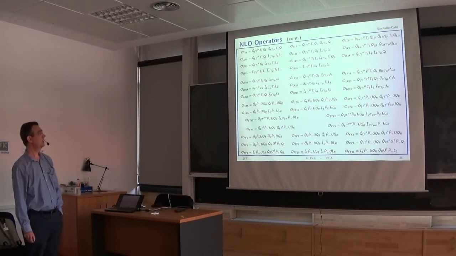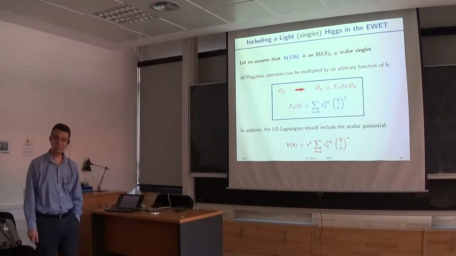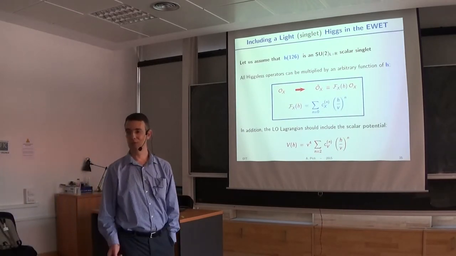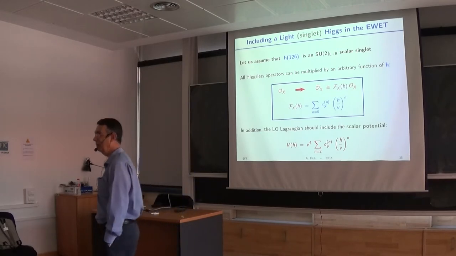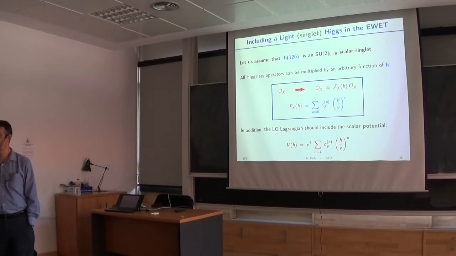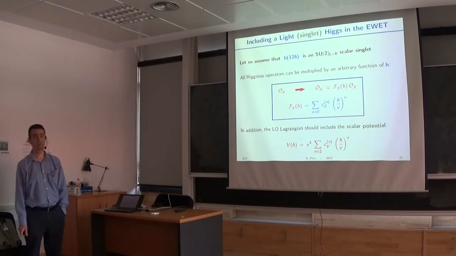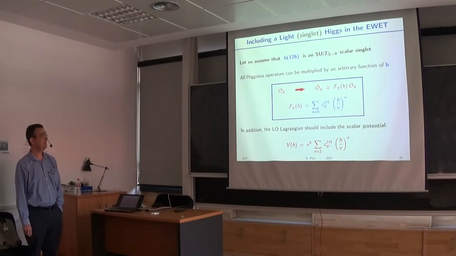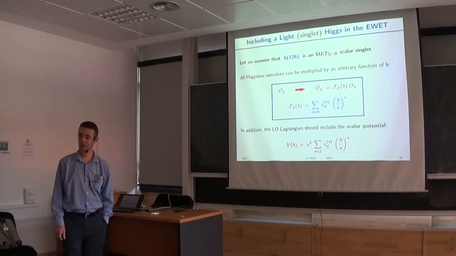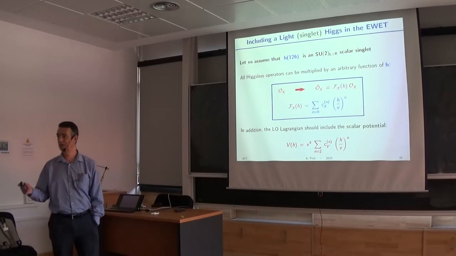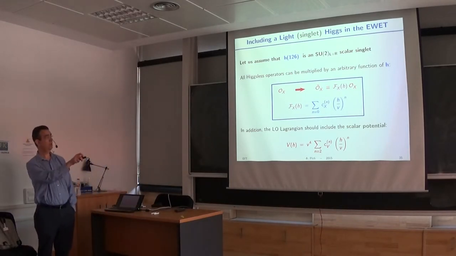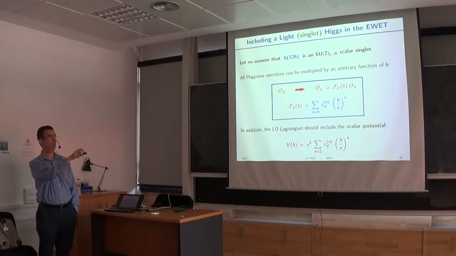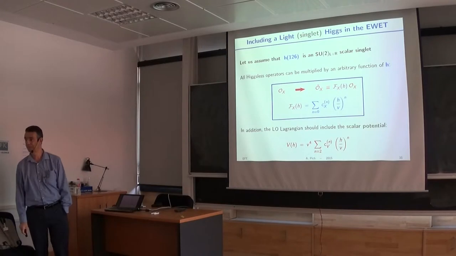Okay, but that's not the end, because I was not putting the Higgs. That was just Goldstones and fermions. But now we know that the Higgs exists, and it's a light particle. I should include the Higgs in my Lagrangian. Okay? So, for every single operator I have written, either in the bosonic sector or in the fermionic sector, I can multiply the operator with an arbitrary function of the Higgs. Just an arbitrary polynomial function in powers of Higgs field over vacuum expectation value.